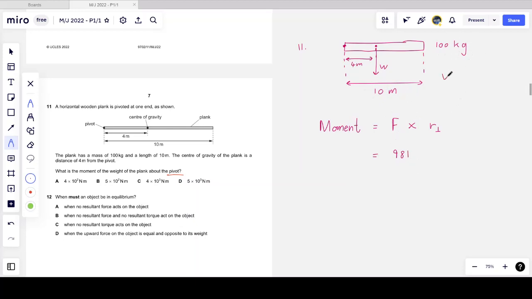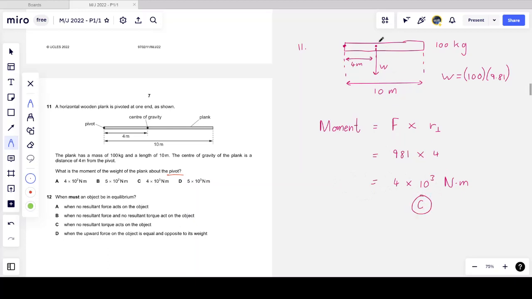So that's W. I confused myself with the mathematics then. 100 times 9.81 is 981. Yes, maths all checked, that's fine. And it's acting at a distance of 4 meters from the pivot. And so it's going to cause the plank to rotate clockwise as we look at it. In this case, the moment is 4 times 10 to the power 3, or 4,000 newton meters. And this corresponds to option C.